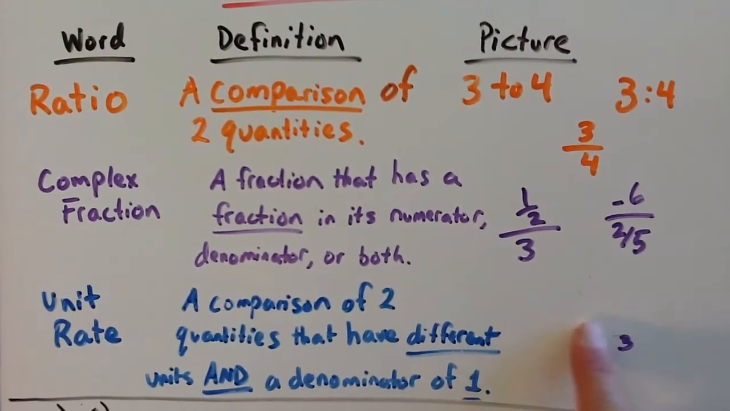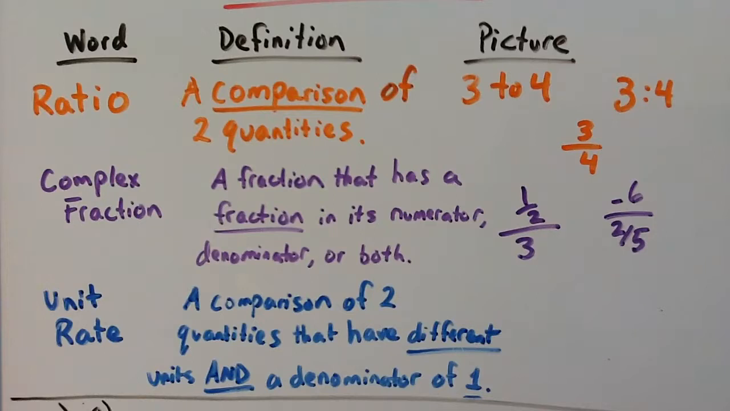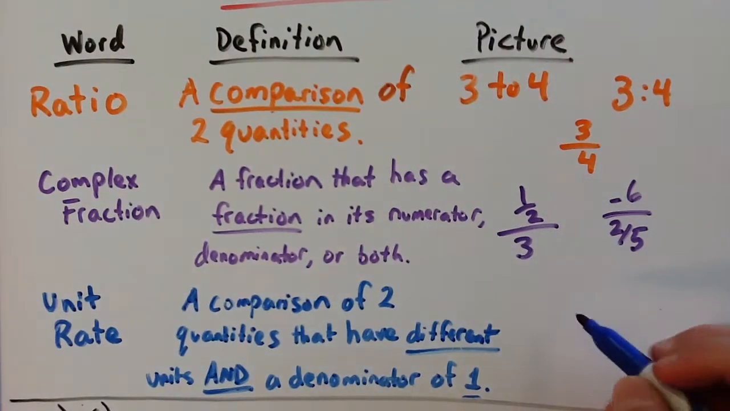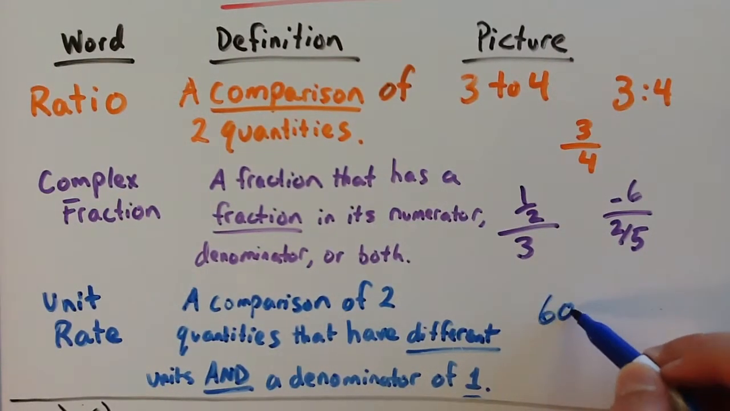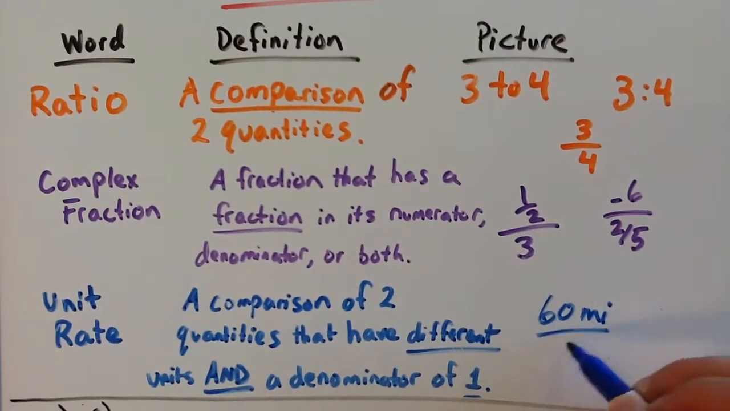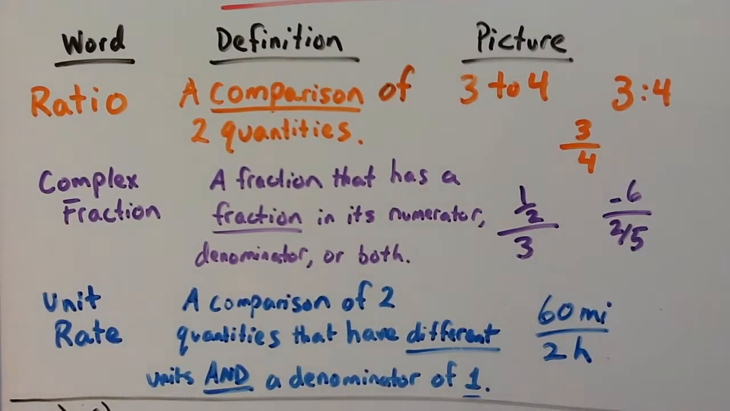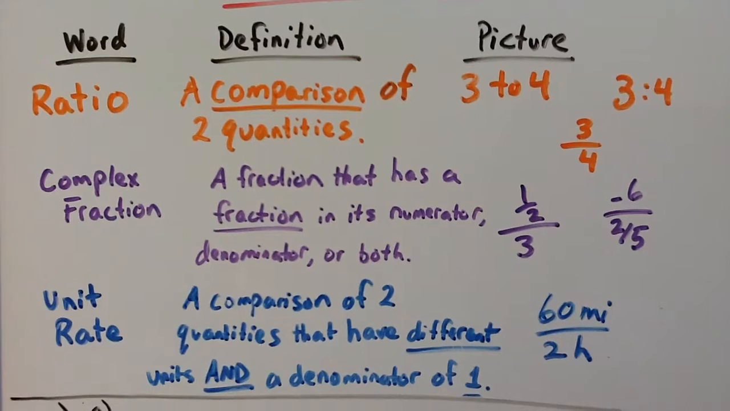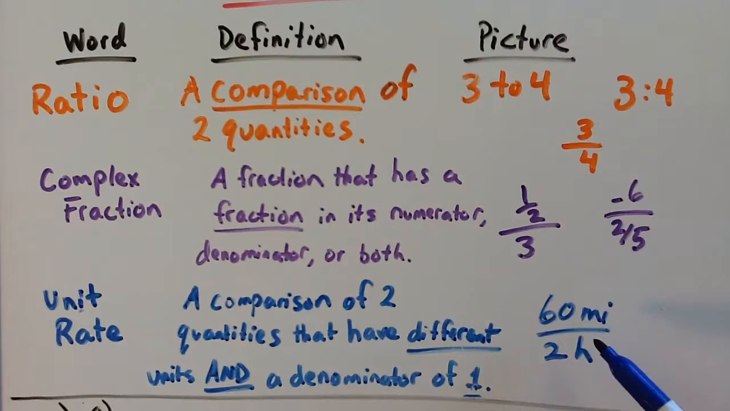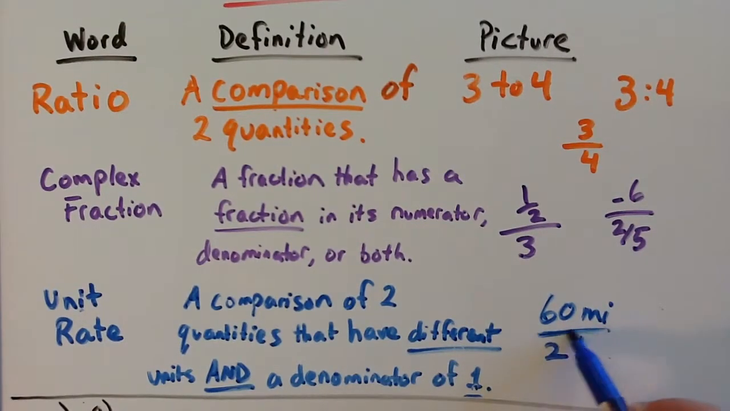Okay, so if we had a rate like 60 miles per 2 hours, if you travel 60 miles in 2 hours, this would be a rate because you're comparing different quantities. It's just not a unit rate because a unit rate has a denominator or a bottom number of 1. And so we could get this to have a bottom number of 1 because we could also read this fraction bar as divided by.